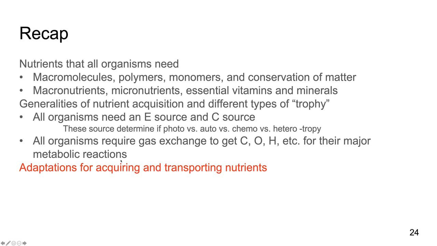And then we talked about the fact that all organisms require gas exchange in order to get the carbon, oxygen, hydrogen, and potentially other elements that are required for their major metabolic reactions. Okay, so in the next lecture, what we're going to talk about are adaptations for acquiring and transporting nutrients.